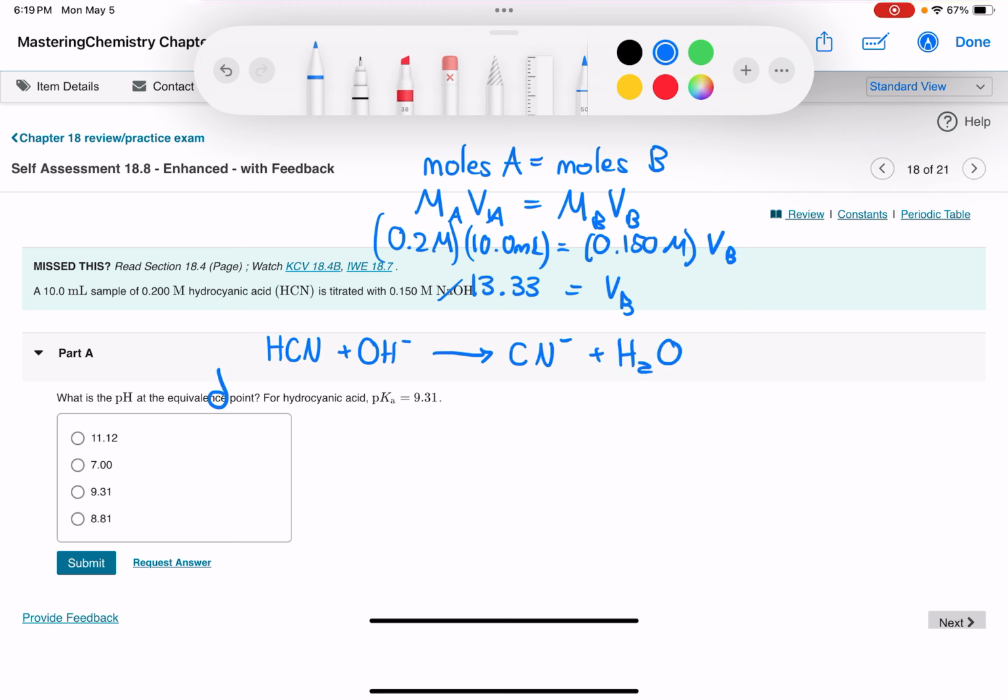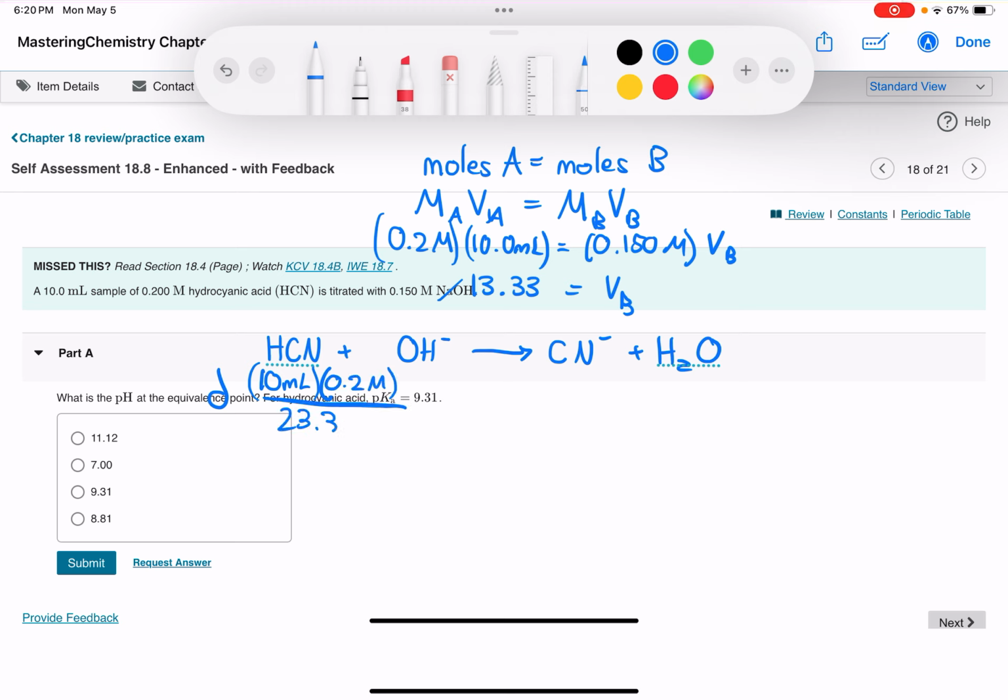So we're going to do the dilution step first. Probably going to have to give myself a little bit more room here. So 10 mL of HCN, 0.2 molar, and now there's a total of 23.33 mL. For the OH minus, it's 13.33 mL, 0.15 molar, and 23.33 mL. Okay.